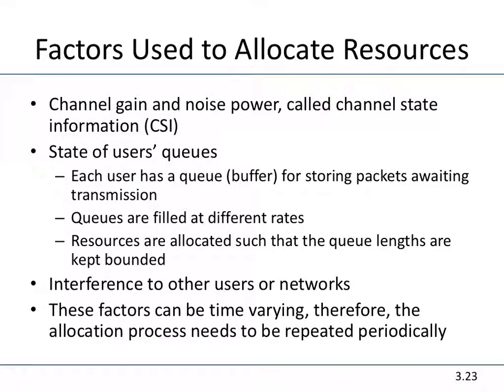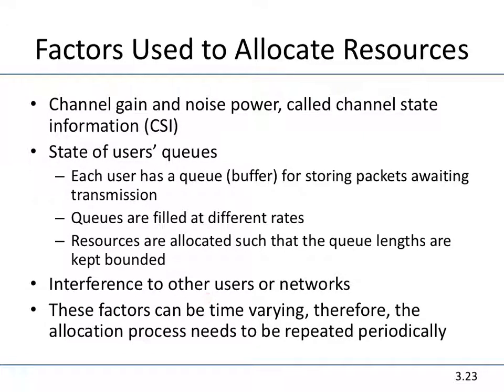This is a very good example where I can define a utility function which takes into consideration both these factors. I can select to assign the resource based on the channel state, or based on the queue, or a combination between the two, which is a utility function. And then I can give more importance to one over the other based on what I want.